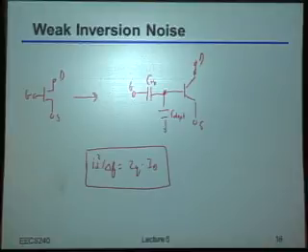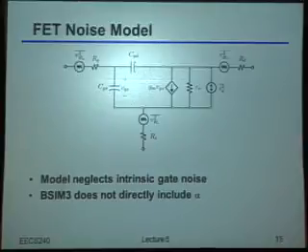Simple enough, makes sense. Once you start behaving like a BJT, the thermal noise should also behave like a BJT. Of course, we have to be careful. It's not exactly a BJT. There is a sort of degradation factor in the front here. But in terms of the thermal noise, that is indeed correct.